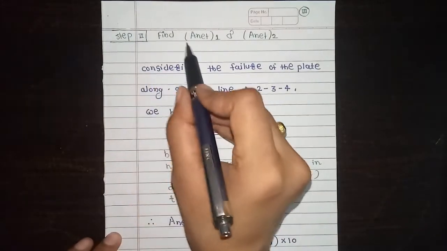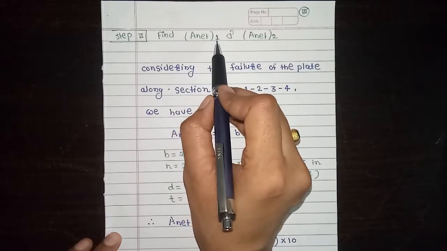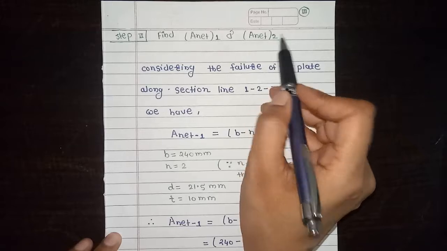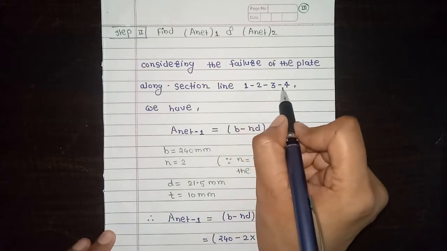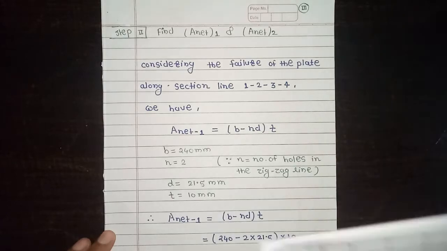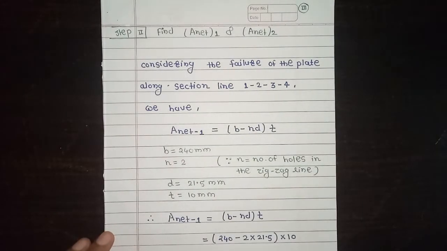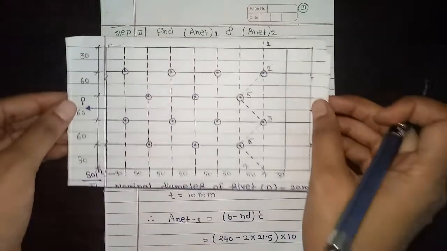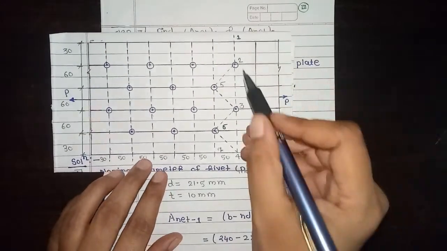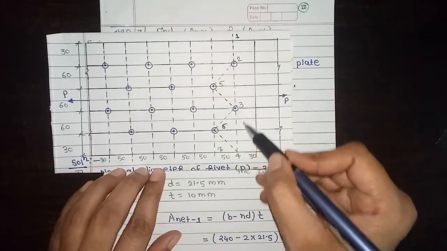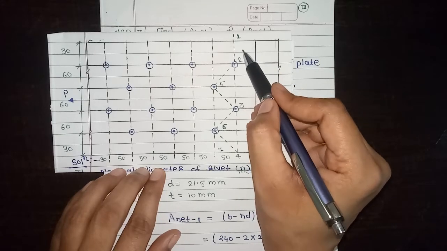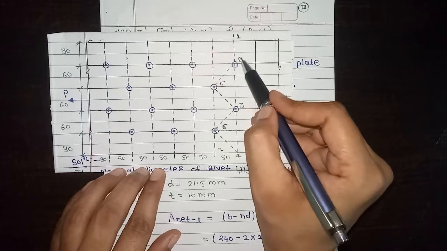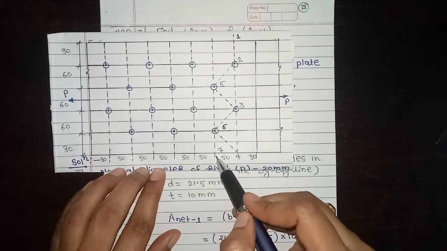So next step, second, find A net for the first section and A net for the second section. So first section is considering failure of plate along section 1, 2, 3, 4. See this diagram, considering failure of plate 1, 2, 3, 4. And second section is considering staggered failure of plate, so 1, 2, 5, 3, 6, 7.